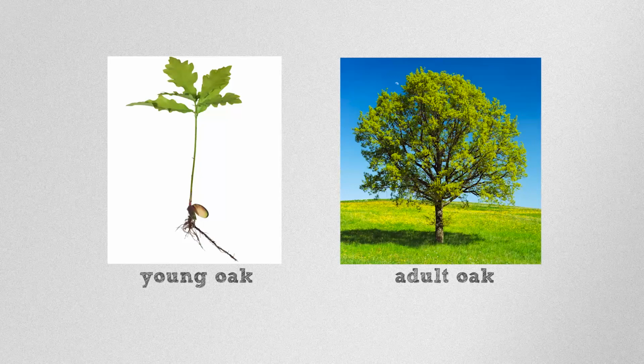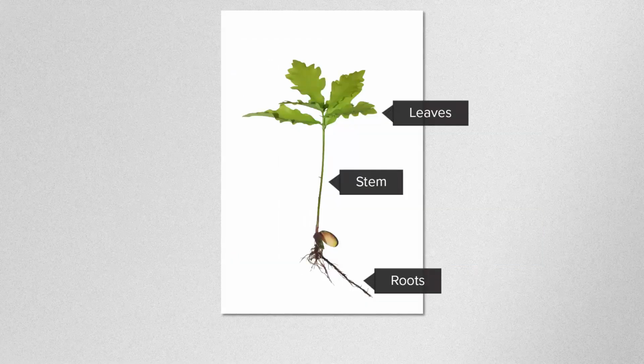Engage students by explaining that they will be looking for patterns in the way a young oak tree and an adult oak tree are alike and different. Review the different structures of plants with your class. Have students brainstorm some ideas about young and adult plants based on their background knowledge.